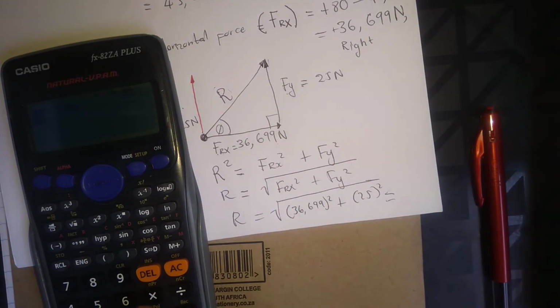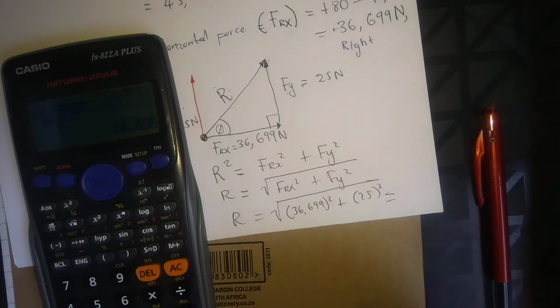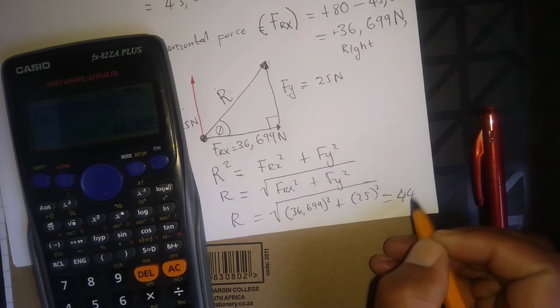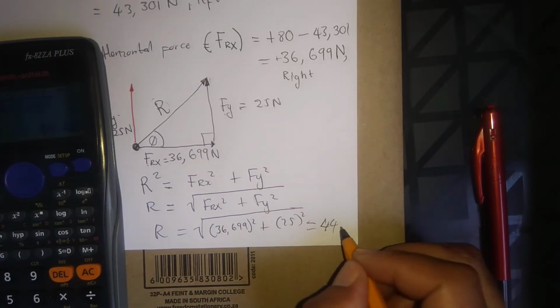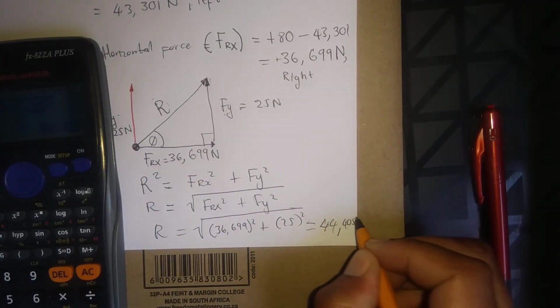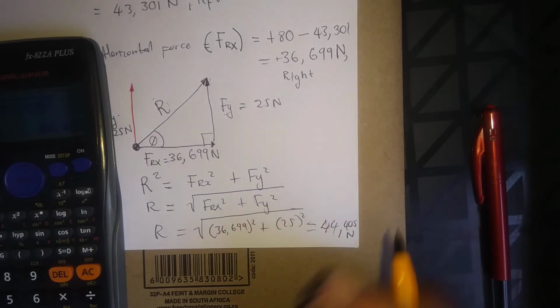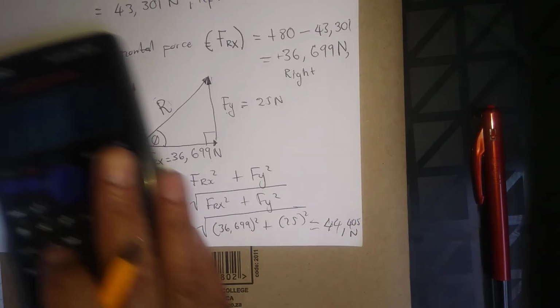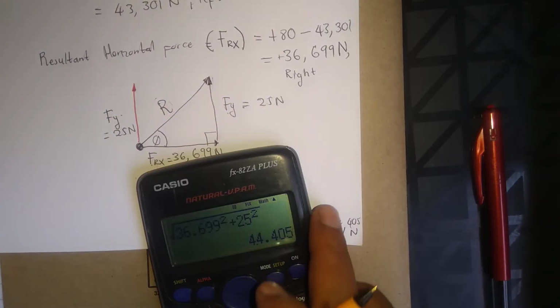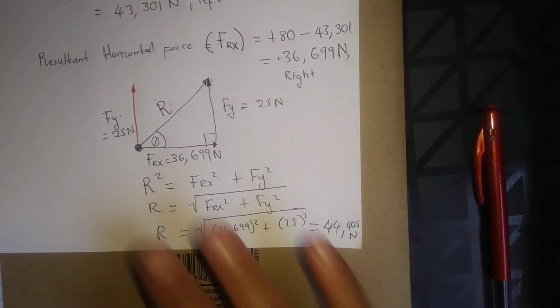Therefore, on the calculator we find our answer: the square root of 36,699 squared plus 25 squared is equal to 44,405 newtons. So 2.2.2, this is our resultant.